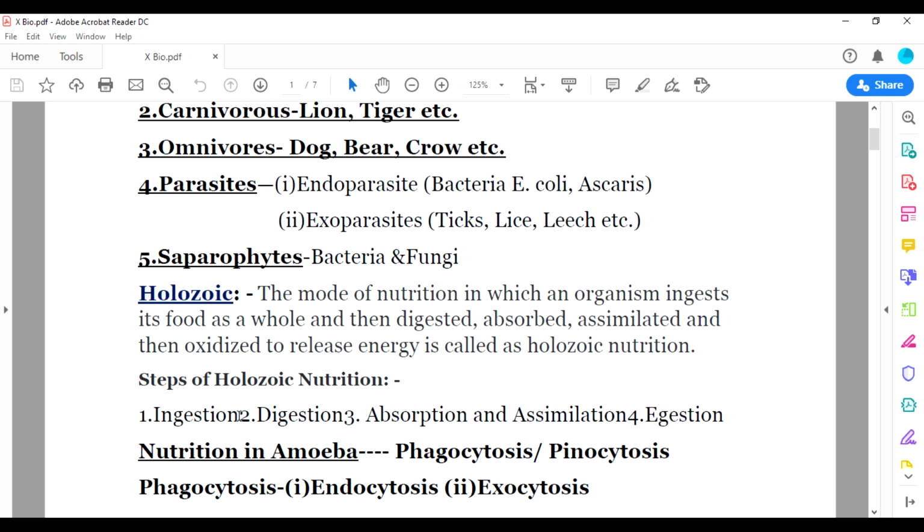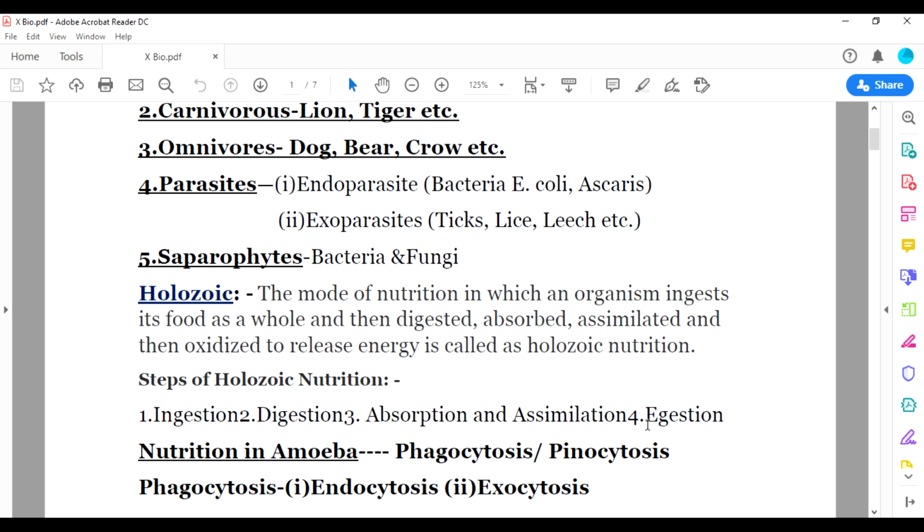First is ingestion. Ingestion, taking the food in the body, is called ingestion. Then this ingested food undergoes digestion. Digestion is breaking down of complex food into simple. And this simple food is absorbed by the body. After absorption, it is transported to different parts of the body, and then it is utilized in oxidation to release energy. And energy is utilized for repair of tissues, growth, and maintaining other life processes.